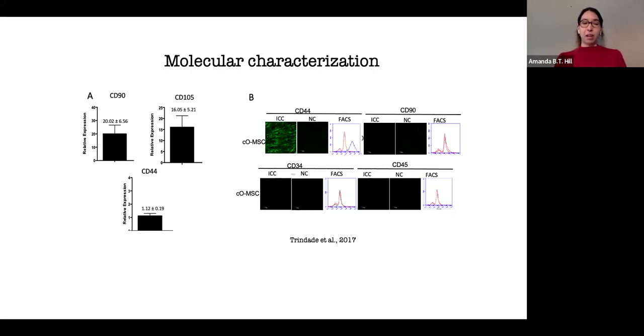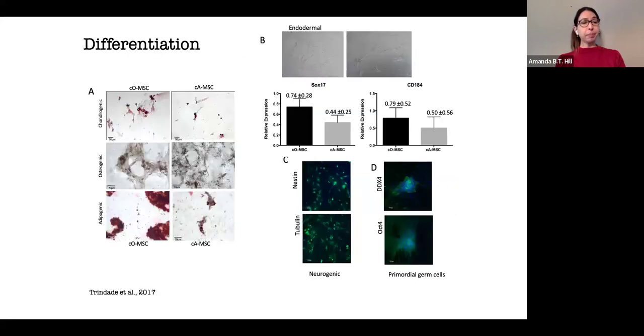So the cells express transcripts for mesenchymal markers CD90, CD44, CD105, and they are also negative for two hematopoietic markers, CD34 and CD45, which is expected.